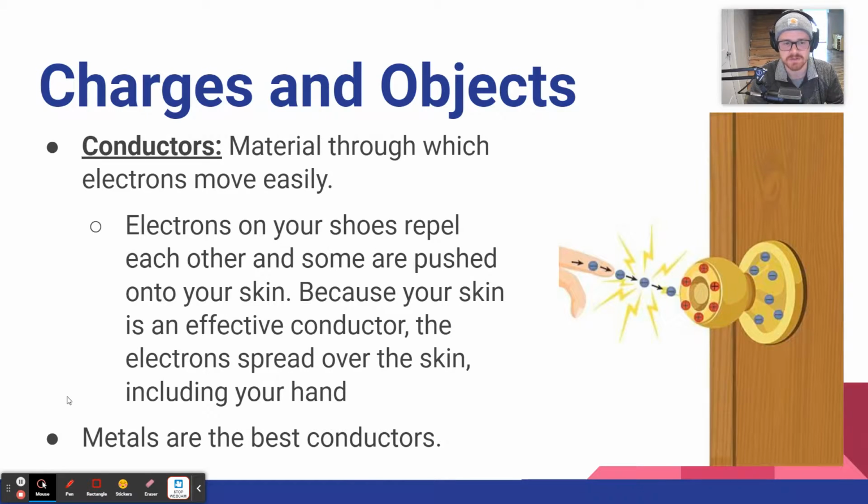So here's an example. Electrons on your shoe repel each other, and some are pushed onto your skin. Because your skin is an effective conductor, the electrons spread over the skin, including your hands. This is how, if you're wearing socks and rub them on the floor, and then go up to someone and touch them on the shoulder, you can zap them really well. It's because you are rubbing your feet against the floor.